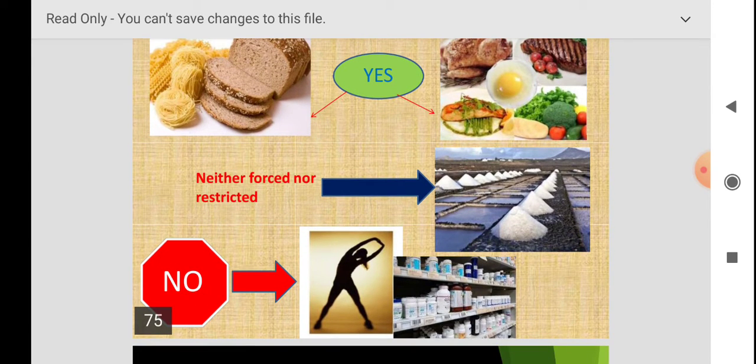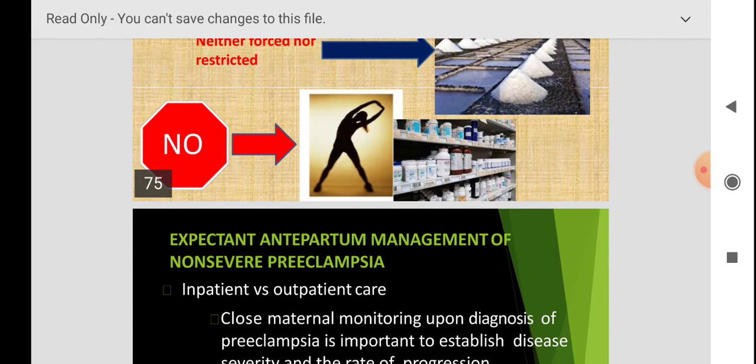You should advise her about high protein diet. But coming to the salt restriction, there is no salt restriction, it is neither forced nor restricted. She can take her normal salt intake daily in her regular diet. How much she'll be taking, that much is advised.